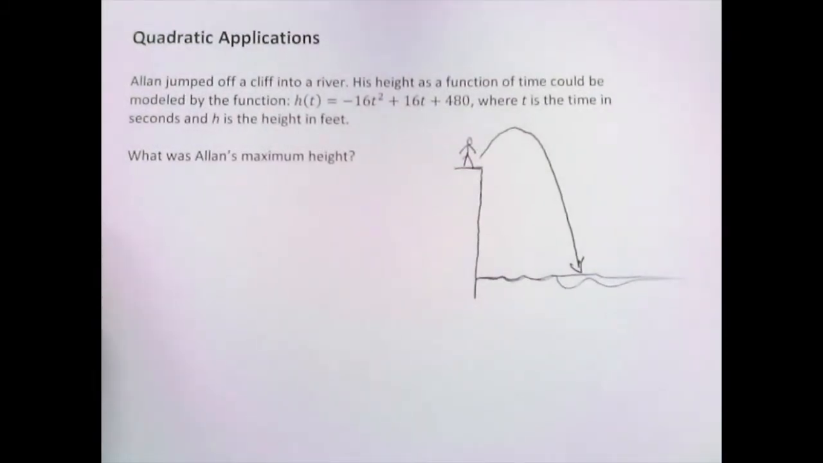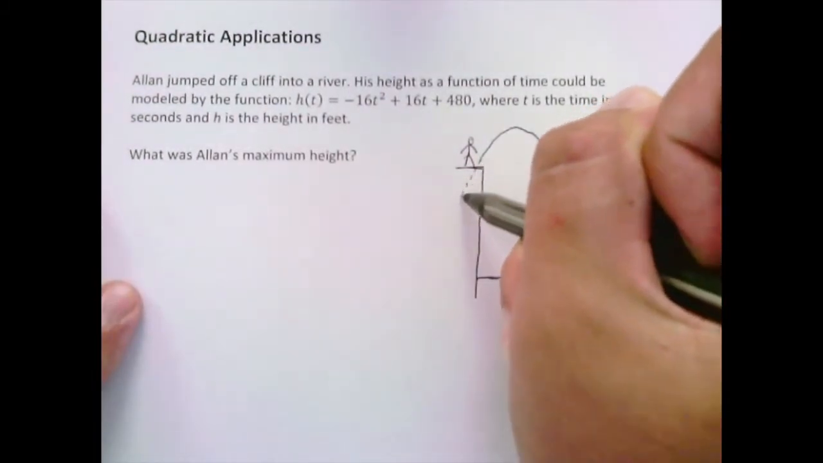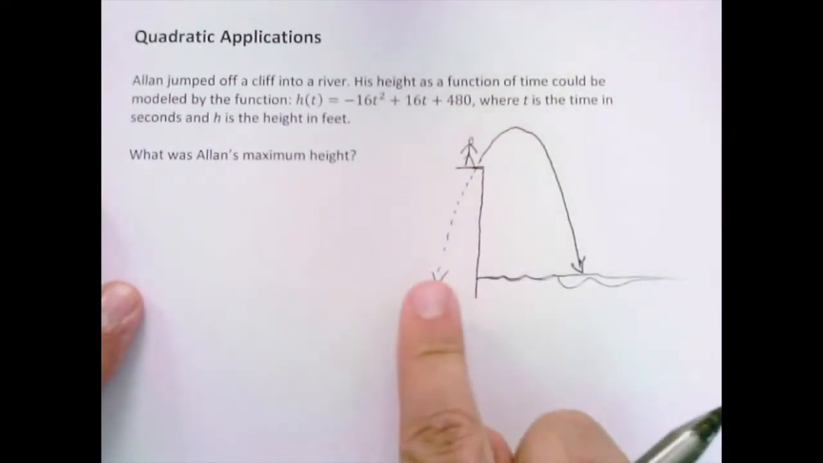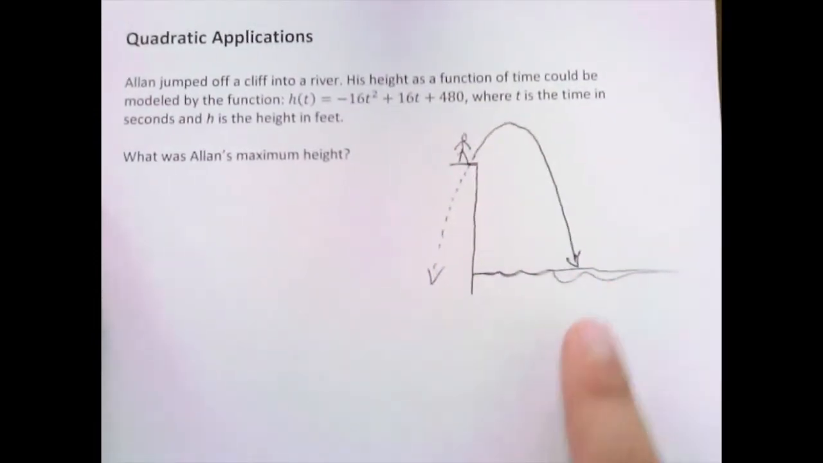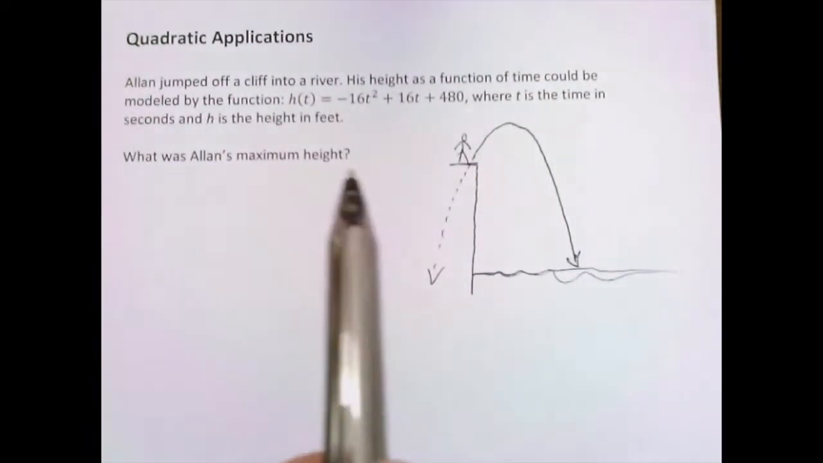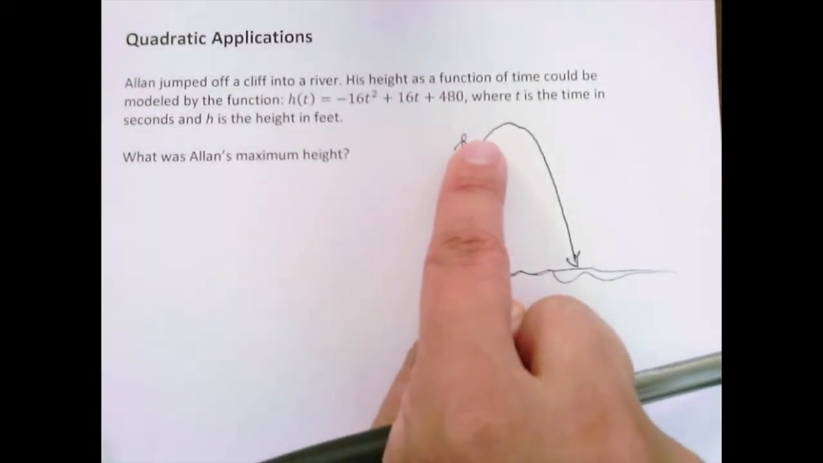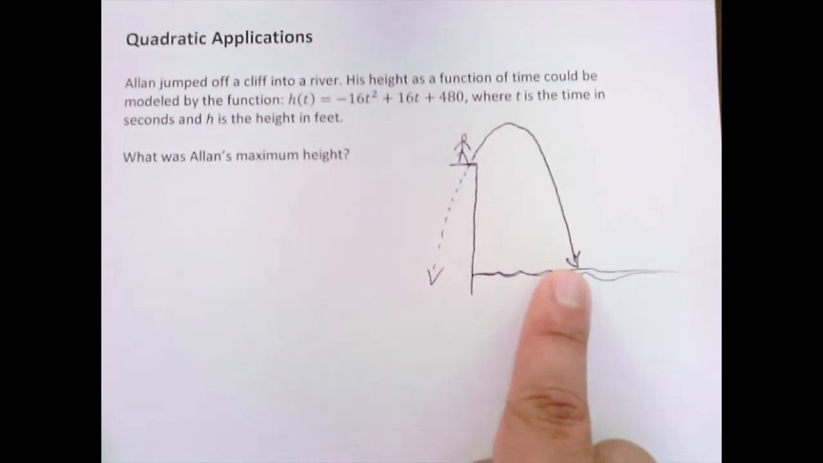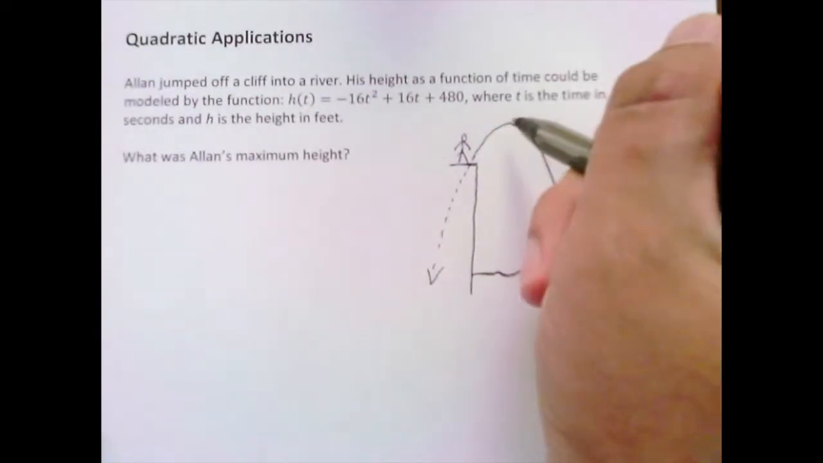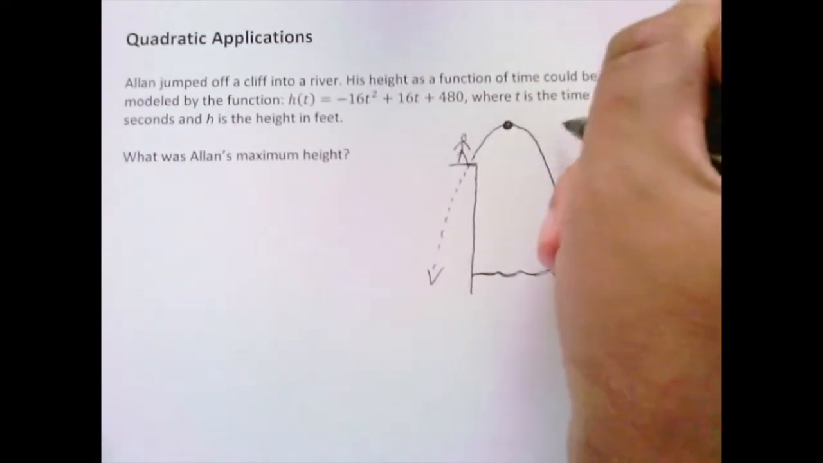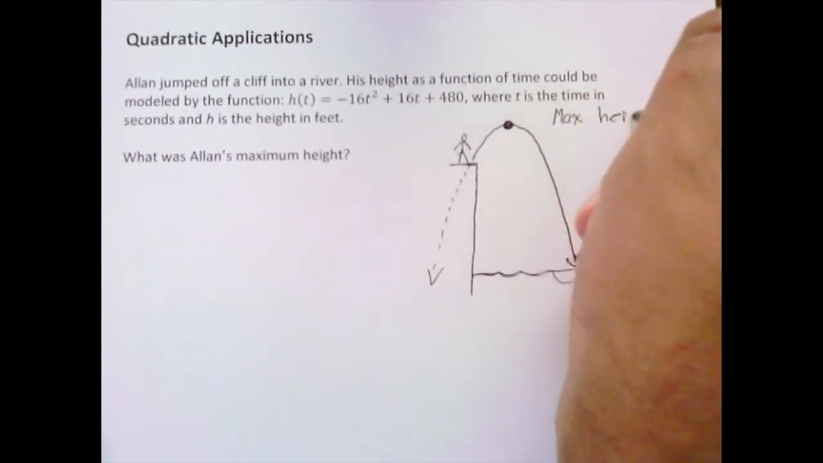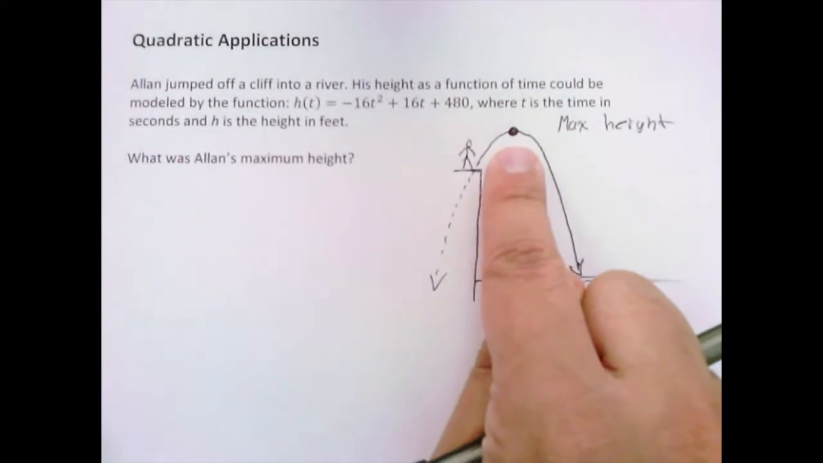And even though this is a picture, if I get the symmetry here, you're going to see that there is a quadratic. So what they want to know about is what was Alan's maximum height. Looking at this picture, it's a lot easier to pick out where this maximum height happens. When you jump, you go up a little bit, and then gravity takes over, brings you back down to the water. So this point right here should be the max height. We want to know all about this point.